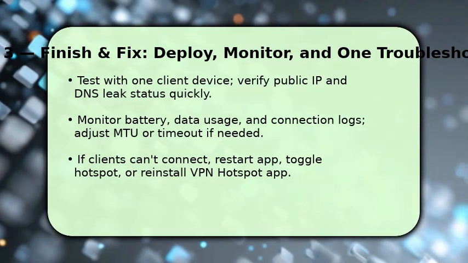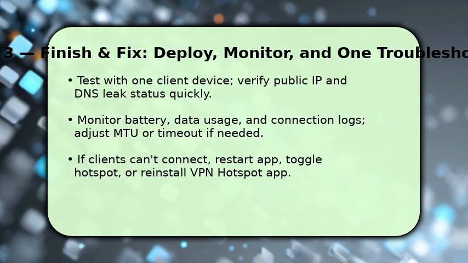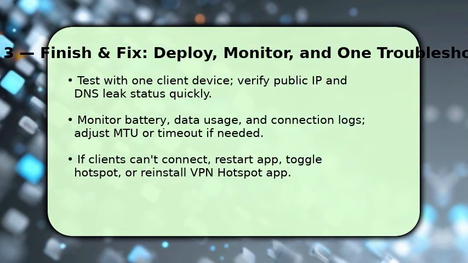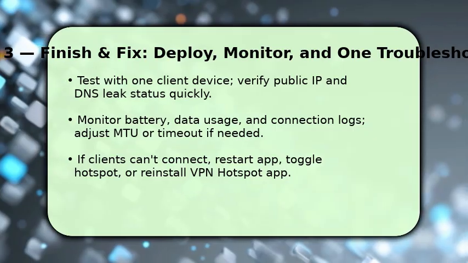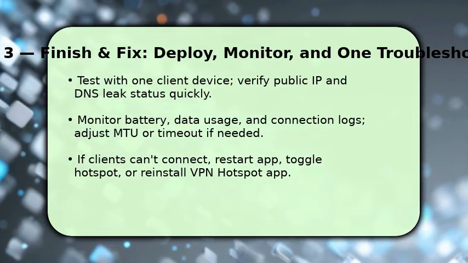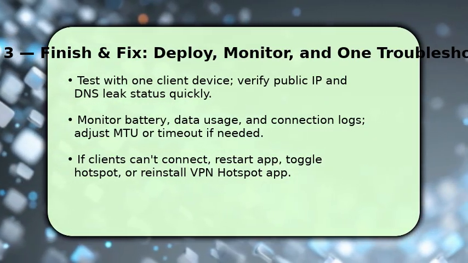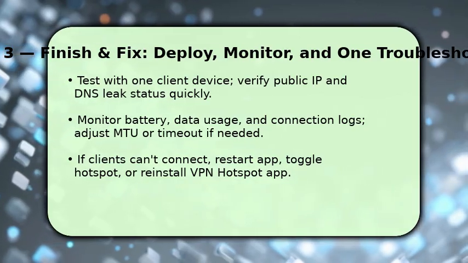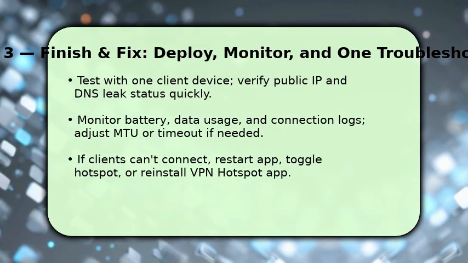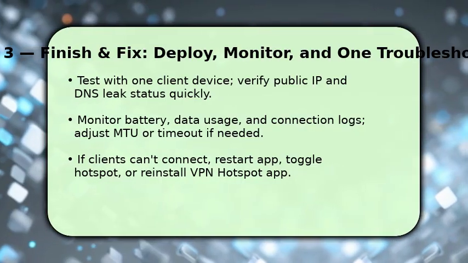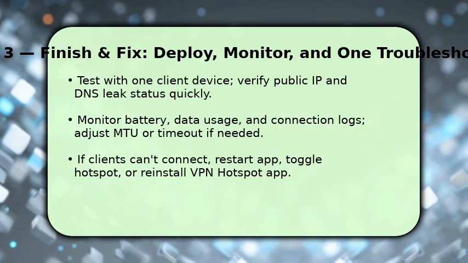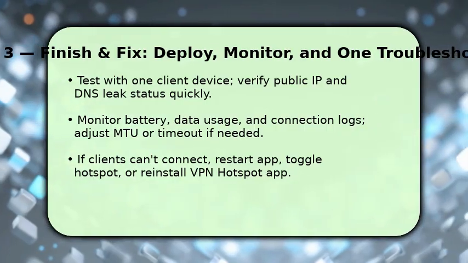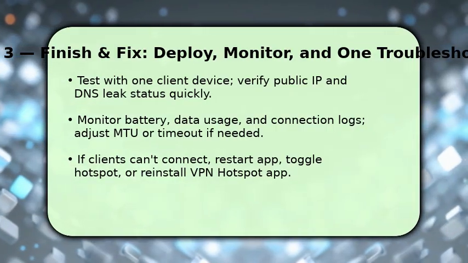Connect one client device, check that the public IP matches your VPN server, and run a DNS leak check to confirm privacy. Monitor battery drain and data consumption. If speeds are poor, try changing server or lowering MTU. If a client fails to join, restart the app, toggle the device hotspot off and on, and if necessary, reinstall the VPN Hotspot app. This simple troubleshooting fixes most configuration errors.